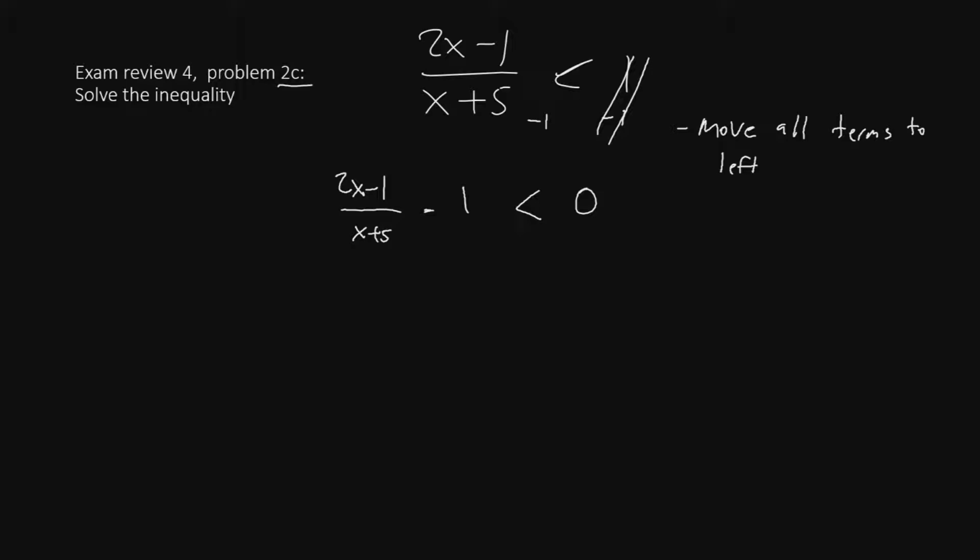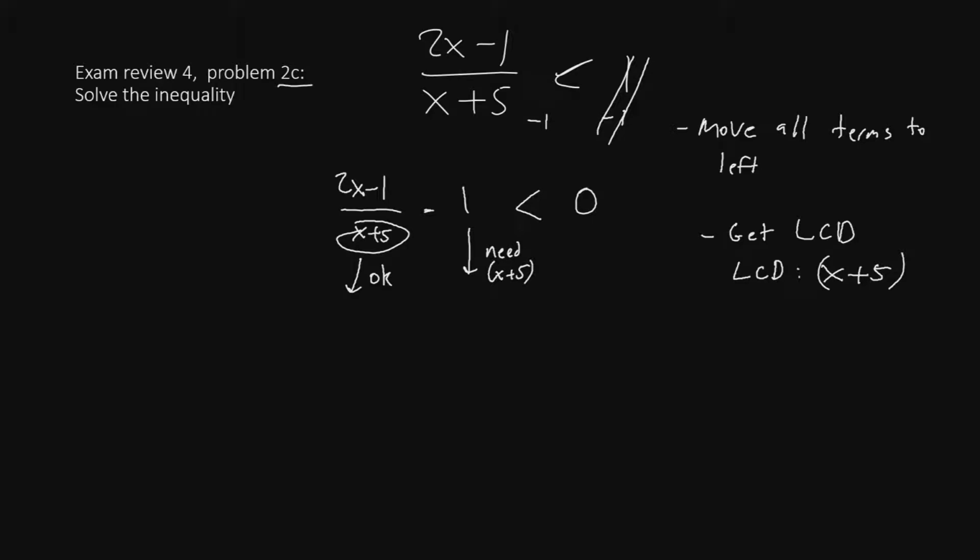However, we can't subtract a fraction from a whole number. We have to get the least common denominator, or LCD. The LCD in this case would be whatever is on the denominator of this fraction, x plus 5. If our LCD is x plus 5, that means our first term already has that denominator, and it's okay. The second term is going to need x plus 5 on both the top and the bottom. So we'll have 2x minus 1 over x plus 5 minus x plus 5 over x plus 5.